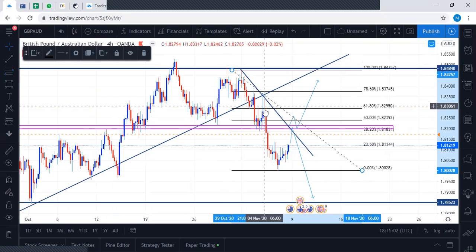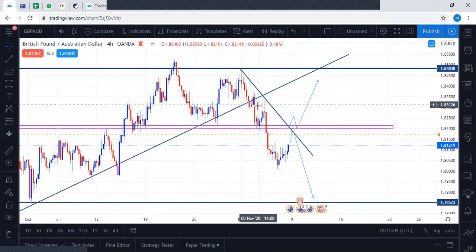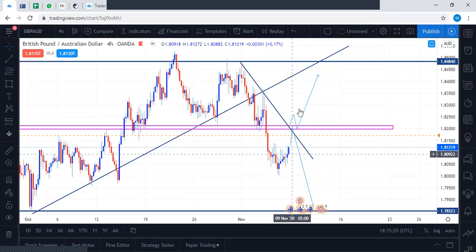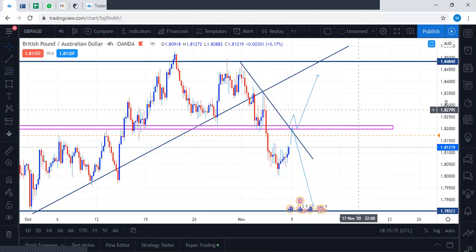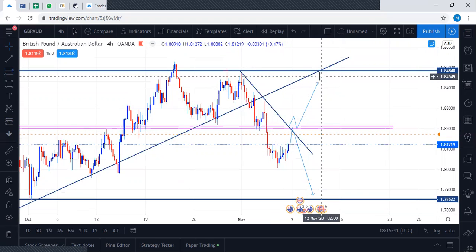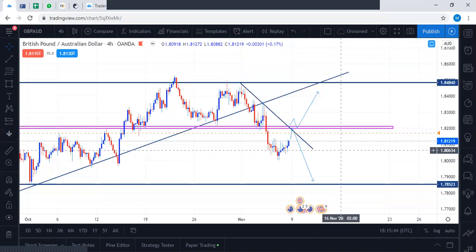I would love to see long rejection wicks like this forming here for price to continue to the downside, and I will be hopping in on sells. But if price breaks above the trend line as well as the horizontal level, I'll be waiting for it to come back and do a retest first. If it's not a fake out, give me a retest with nice rejections, like an engulfing bar or a hammer, then I will be hopping in on longs. So this is my analysis for the pound AUD.